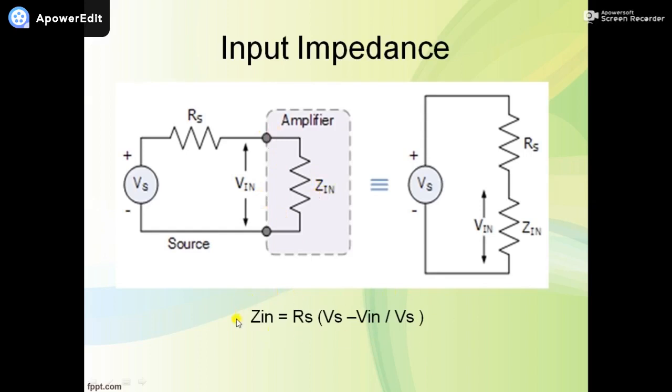Otherwise, you can calculate the theoretical Z-in value by RS into Vs minus Vin by Vs. Sorry, Vs. Z-in is equal to RS into (Vs minus Vin) divided by Vs. Z-in is the input impedance, RS is the source resistor, Vs is the source voltage, Vin is the input voltage, then source voltage.